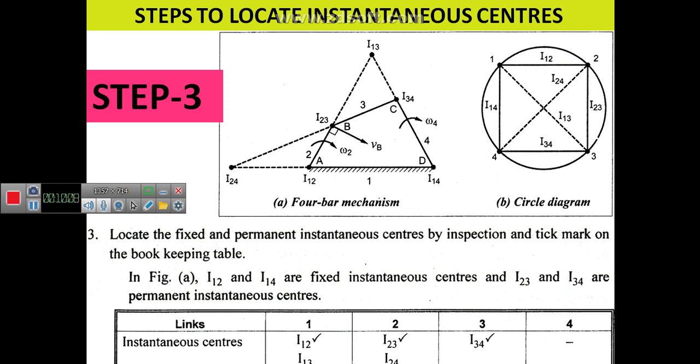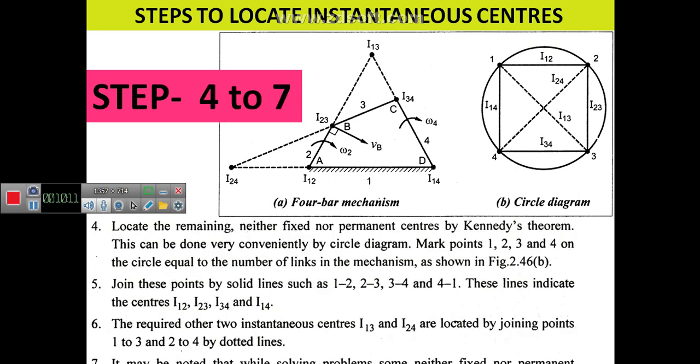Then the fourth one: you have to follow the Kennedy theorem. You draw a circle, and you mention all the four links in it by drawing a square, and you mark the instantaneous centers. When you join 1 and 2, the instantaneous center is marked at the center as I12. Then 2 and 3 is I23, 3 and 4 is I34, 4 and 1 is I14. Then the diagonal connection of 2 and 4 is I24, and the diagonal connection of 1 and 3 is I13. So these are all marked in the circle diagram.